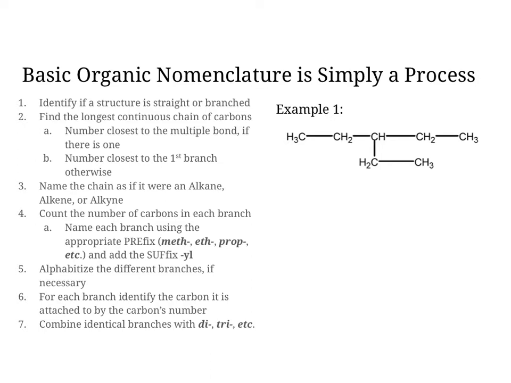So the process that you want to follow is to identify if a structure is a straight or branched structure. And in this case, I see that it's branched because I have a number of carbons that go 1, 2, 3, 4, 5 straight across, but then I also have one that kind of comes down, and so it looks like it's branched. So this is a branched hydrocarbon because there's something coming off of a chain.